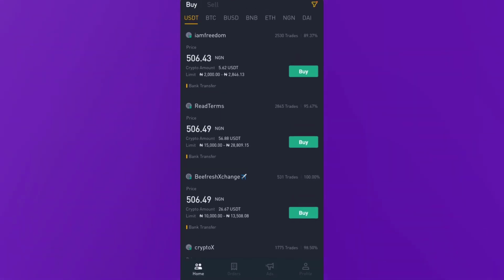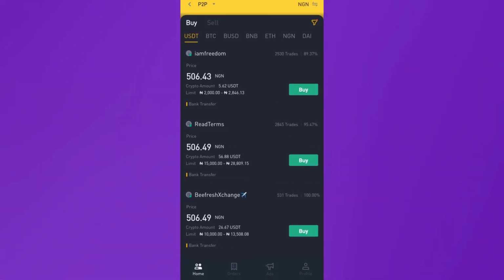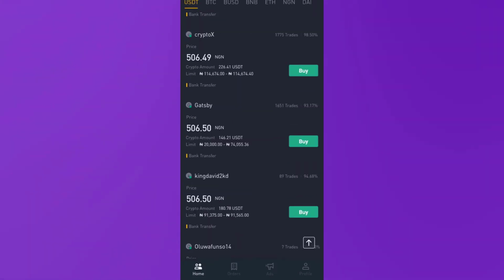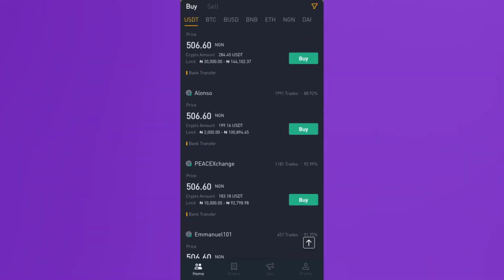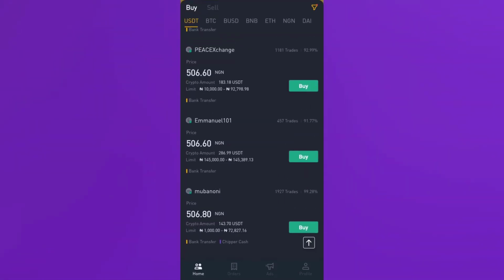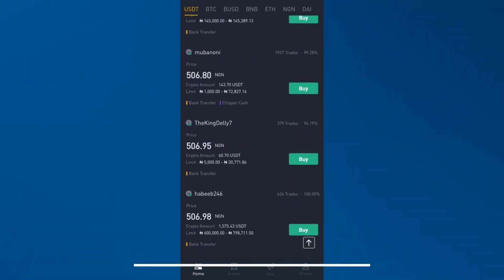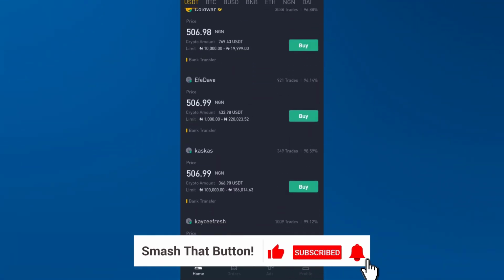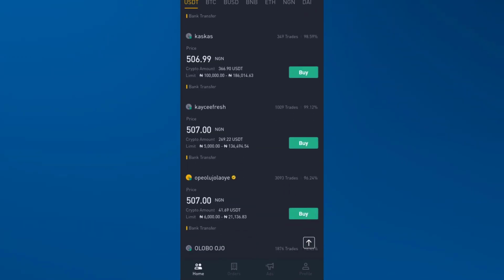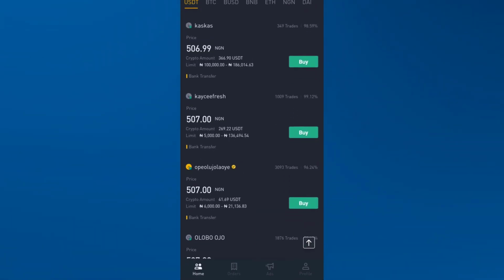So you can see that the cheapest price we have here is 506.43, and if we keep scrolling down, we can see that 506, 506, 506, 506 seems to be what the top people are selling their crypto for, their USDT in this case. And you can see that we have 506.98, 506.99. People are really trying to stick to the 506.